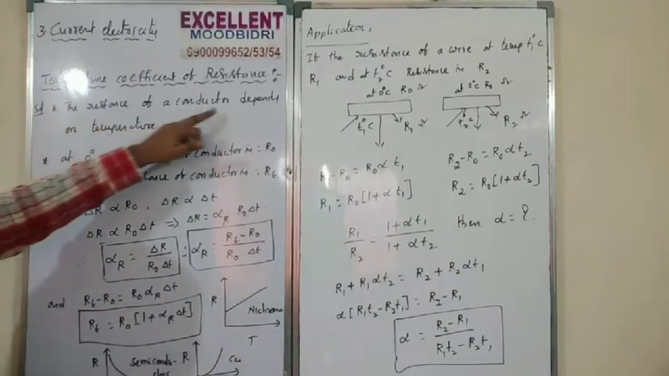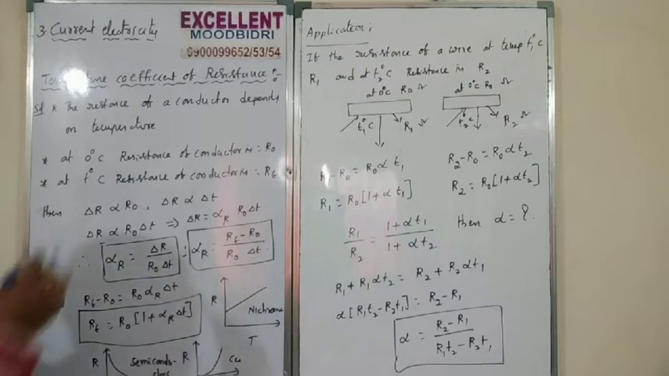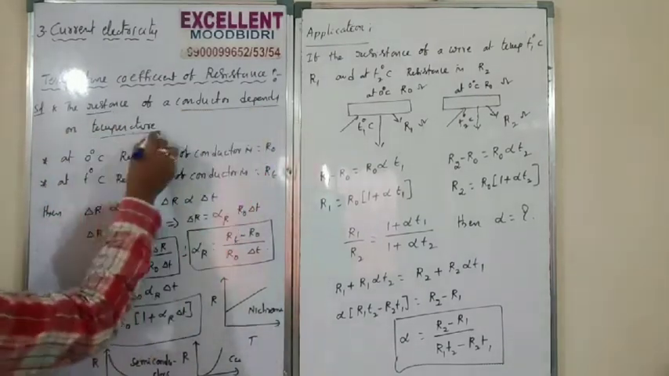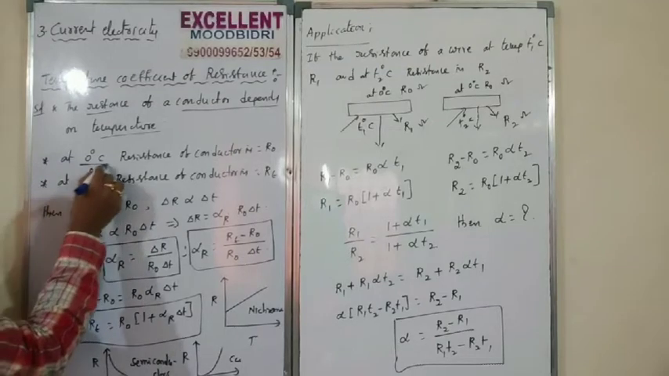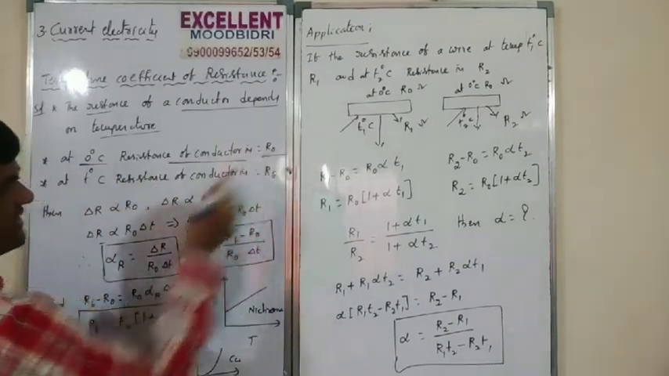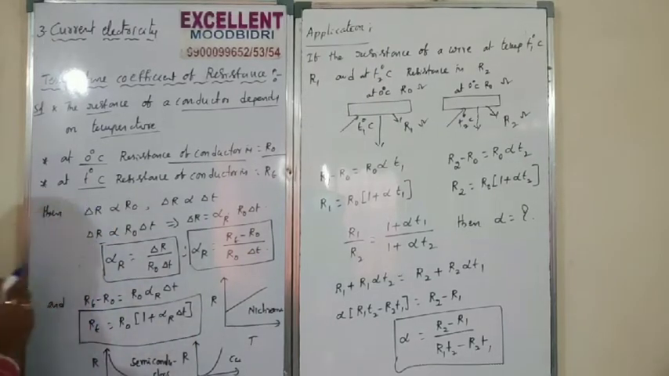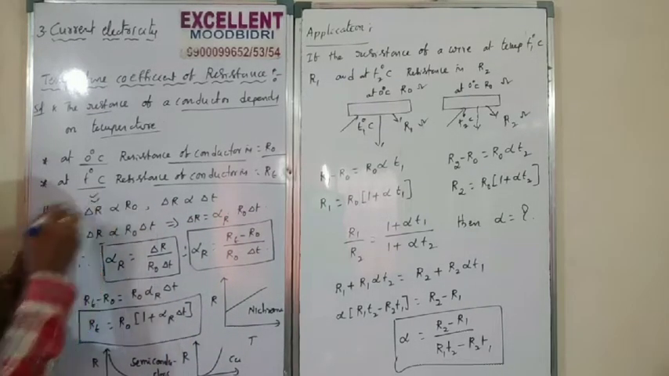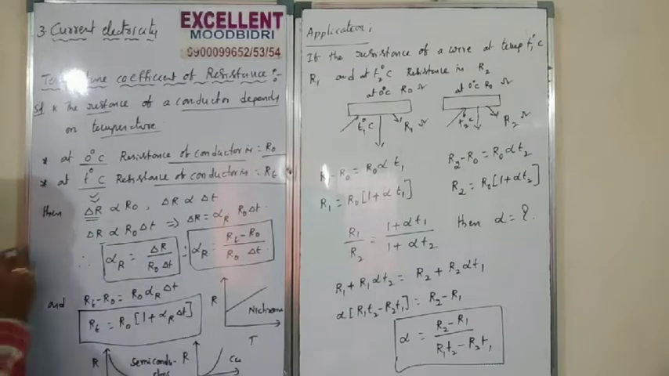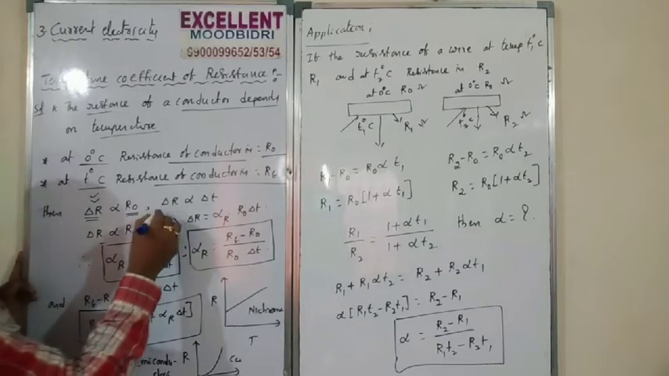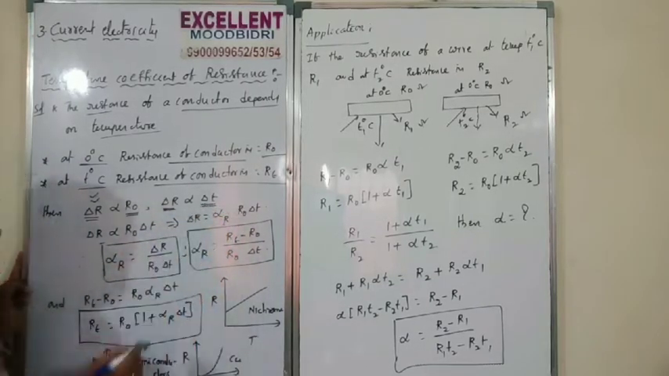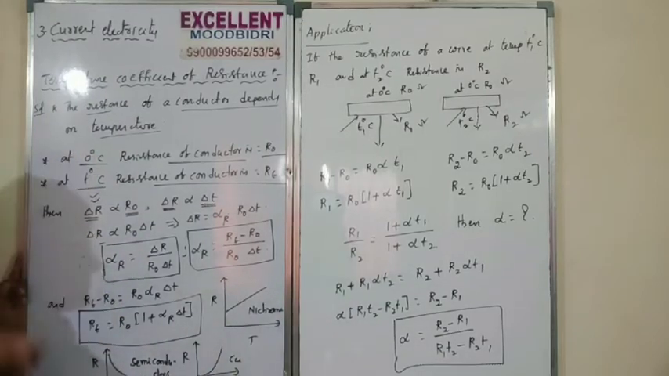The resistance of a conductor depends on temperature. Correct, first point. Next, second point. At 0 degrees Celsius, the resistance of the conductor is R naught, and at T degrees Celsius, the resistance of the conductor is RT. That is why the change in resistance, delta R, is directly proportional to the initial resistance of the conductor. Similarly, delta R is directly proportional to the rise in temperature. As temperature increases, resistance also increases. Correct?